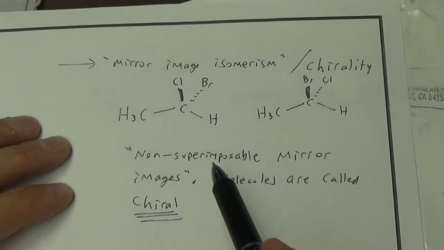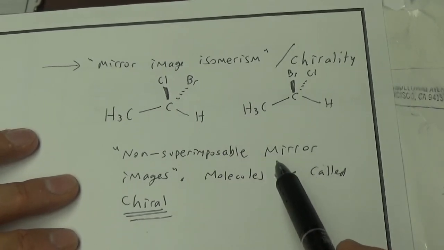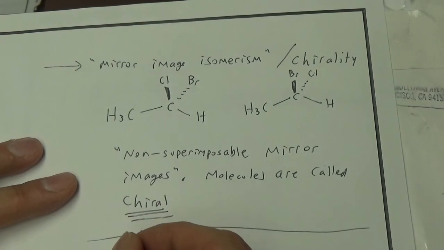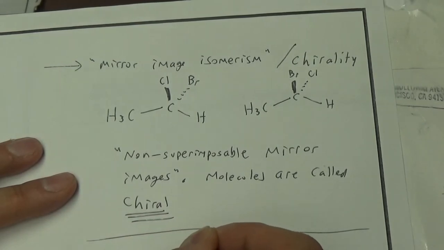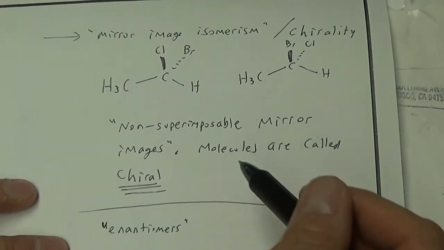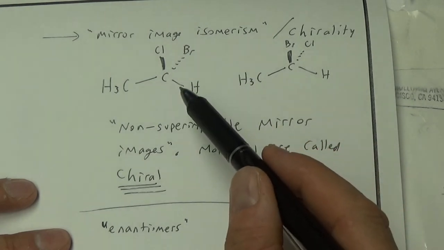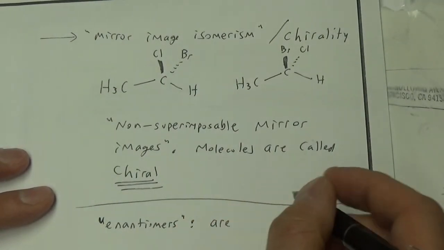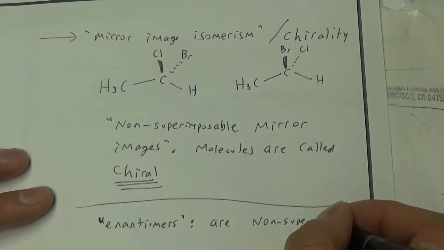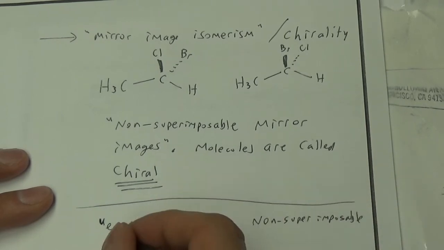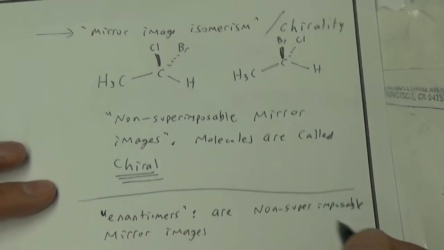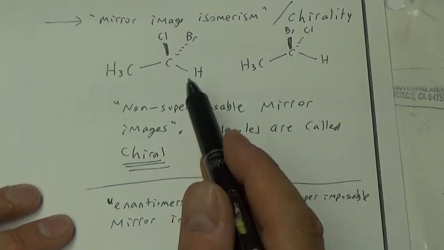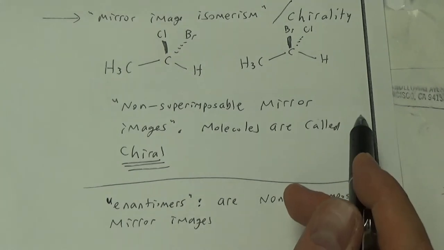So we discussed these molecules. They're non-superimposable mirror images. The molecules are called chiral. There's another word I'm going to introduce: enantiomers. The right molecule is an enantiomer of the left, and the left molecule is an enantiomer of the right. So enantiomers specifically are non-superimposable mirror images. I'm going to go through definitions again in a bit, but it's a pretty simple idea: when you have a non-superimposable mirror image of a molecule, it's called an enantiomer. It's a relationship.